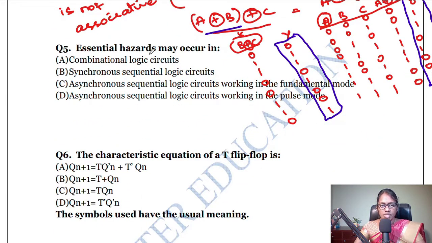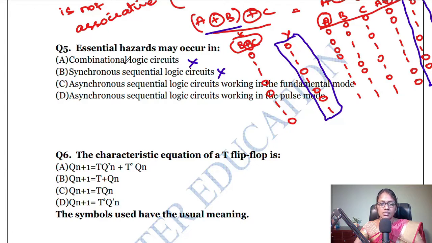The next question is: essential hazard may occur in? So in a circuit, sometimes some hazards will happen. Normally in a synchronous circuit, or in a combinational circuit, no hazards will happen. Normally hazards occur only in asynchronous circuits. Hazards means some dangers, unwanted things, will happen. In an asynchronous circuit, it is like multiple people coming at the same time, so collisions will happen.